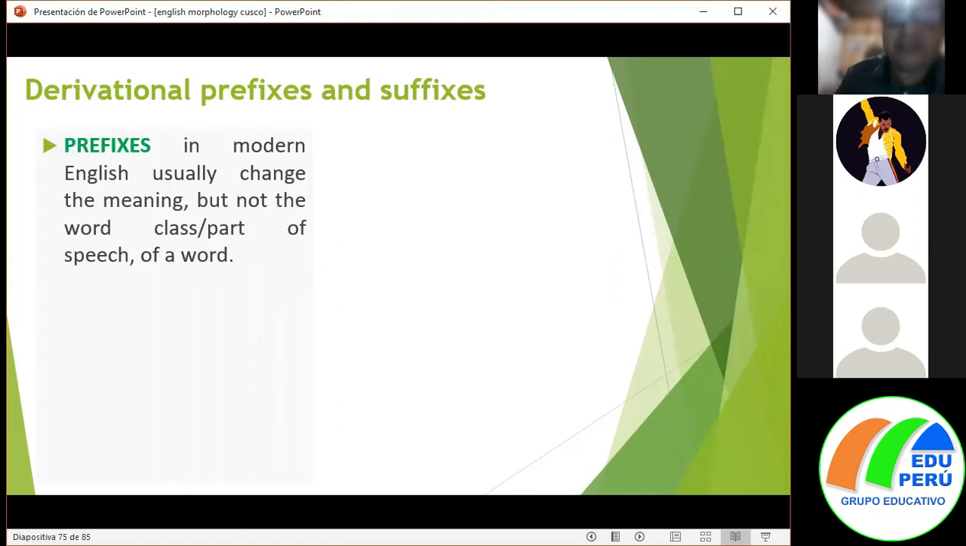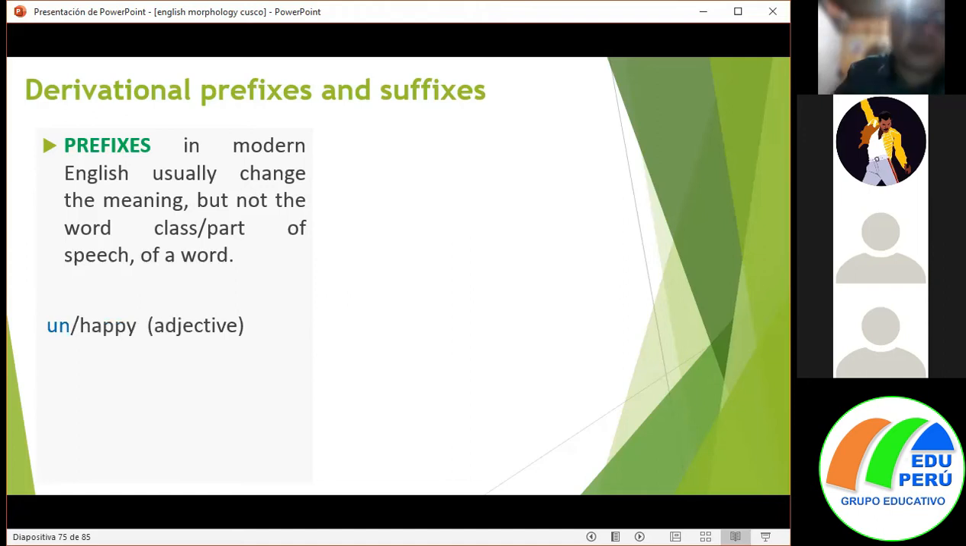Most of the time, the derivational morphemes change the type of word. But there are some cases where they are not going to change the type of word. They are going to change the meaning. Which are they? When we use prefixes.